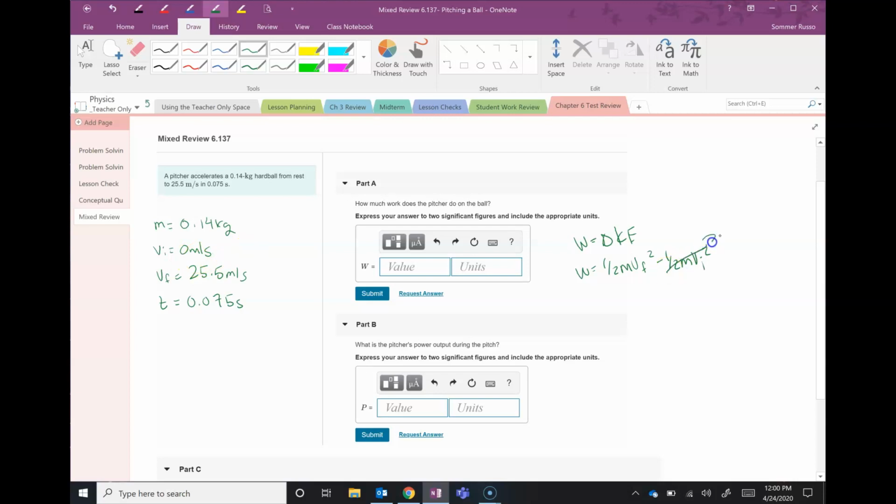Our initial velocity is 0, so this term goes away. So our work is equal to 1/2 times 0.14 kilograms times 25.5 meters per second, and that term is squared. All right, when we plug that into our calculator, we do get 45.5175 joules. Right, and we only get 2 sig figs for our answer here. We are going to go ahead and round this up to 46.